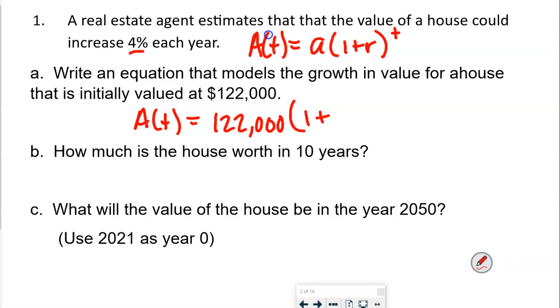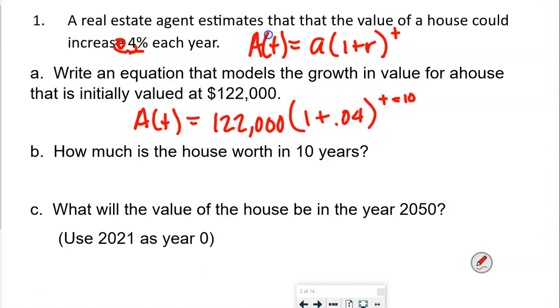It says here's 4%. Remember, we're going to move this decimal 2 places to the left, so it's going to end up being 0.04. And then our time for this one is just T, because we don't have a time yet. But when we come down here, that's going to end up being equal to 10.